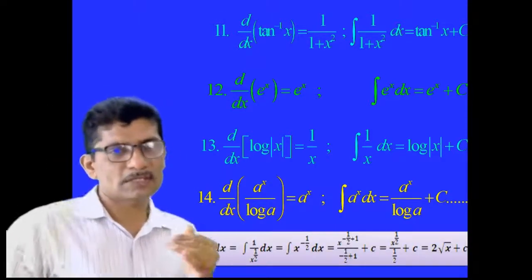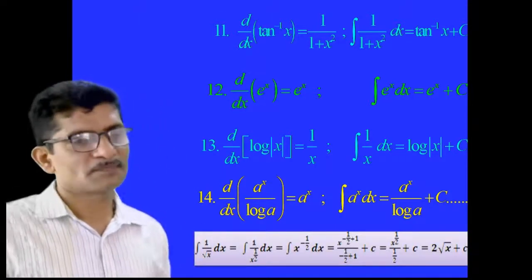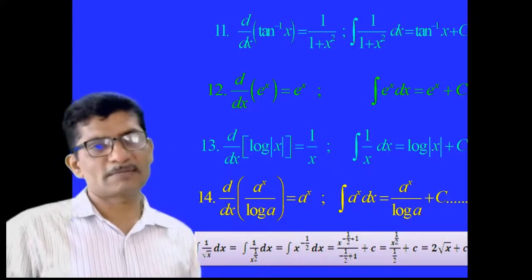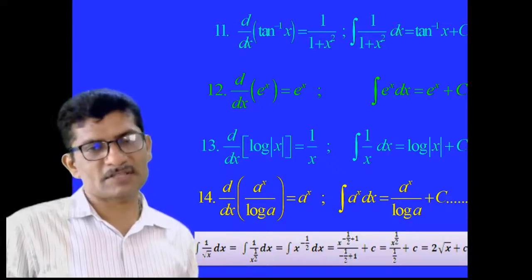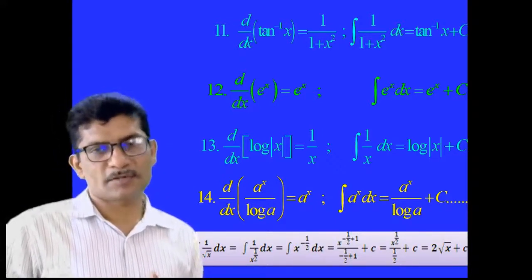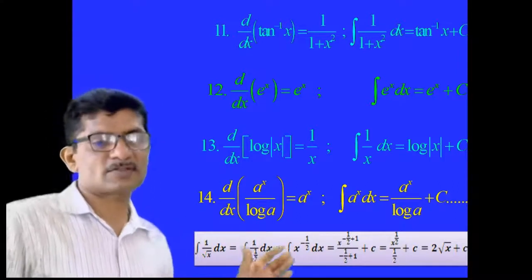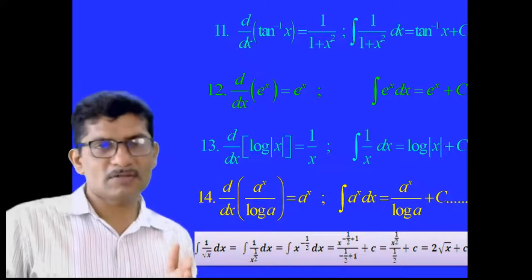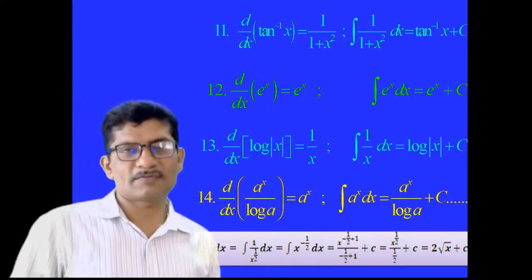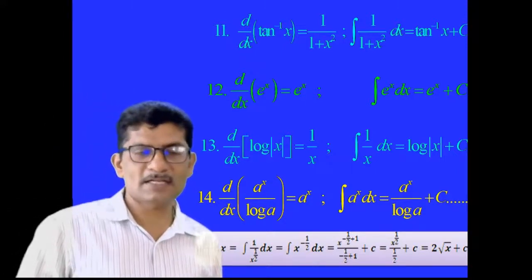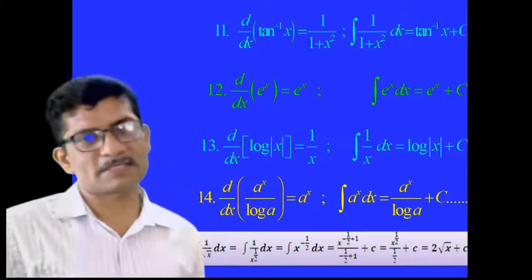And also one more particular result: integration of 1 divided by root of x with respect to x is, remember, 2 times root x plus integral constant. This one is also a particular case. All these 15 results are very, very important. In the next class, we start the problems, the simple problems.